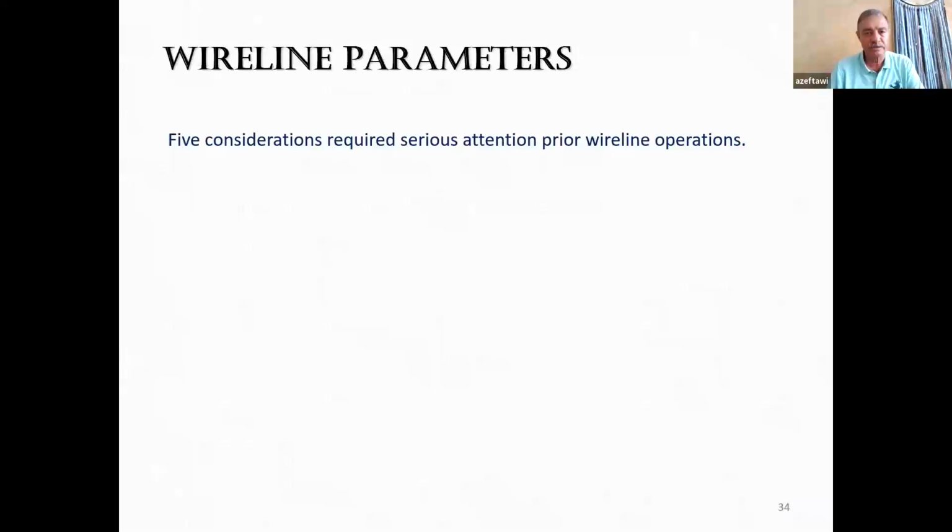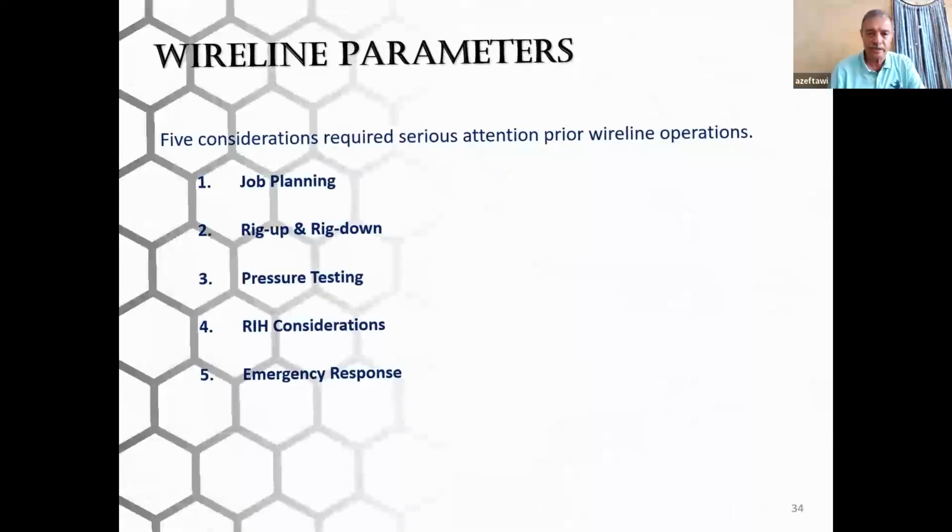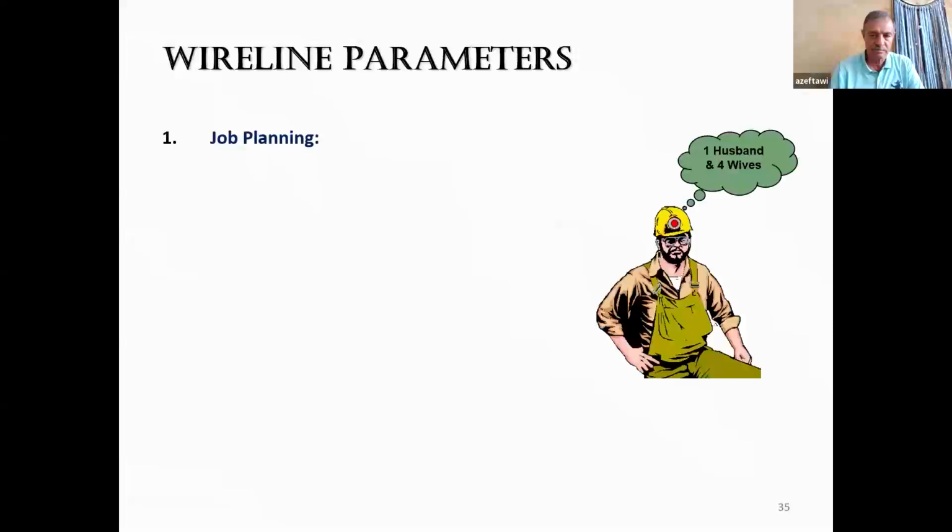Wireline parameters. Five considerations require serious attention during wireline operation: job planning, rig up and rig down, pressure testing, running hole consideration, and emergency response. Let's talk about job planning. How to plan for the job.